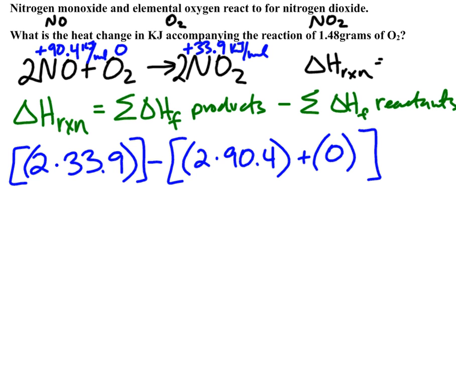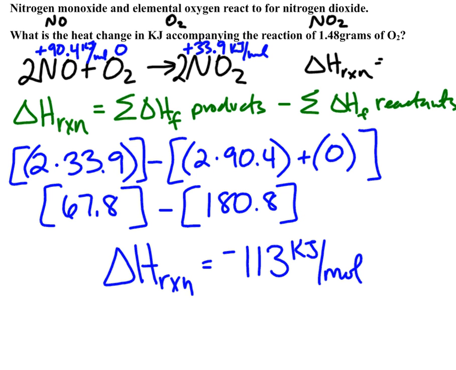So do the math real quick. All right, so 2 times 33.9 is going to be 67.8. I'm going to subtract that from 2 times 90.4 plus 0, which would be just 2 times 90.4, which would be 180.8. I take the difference between those two values. My heat of reaction is negative 113 kilojoules per mole. So that's the first part of my equation.